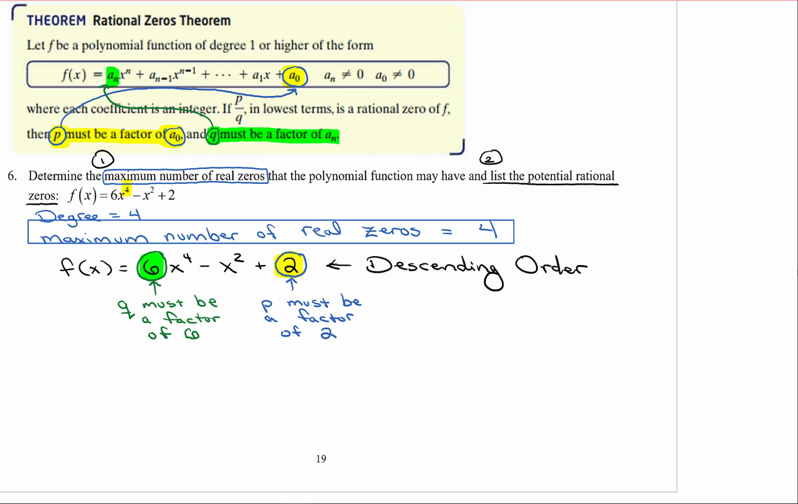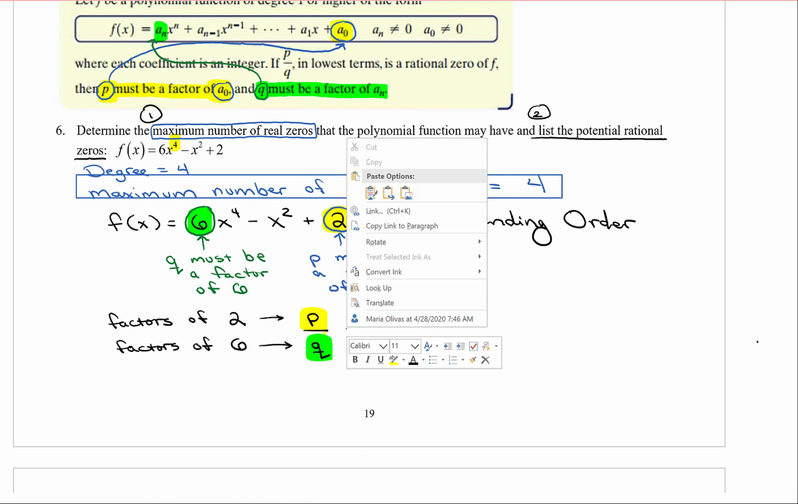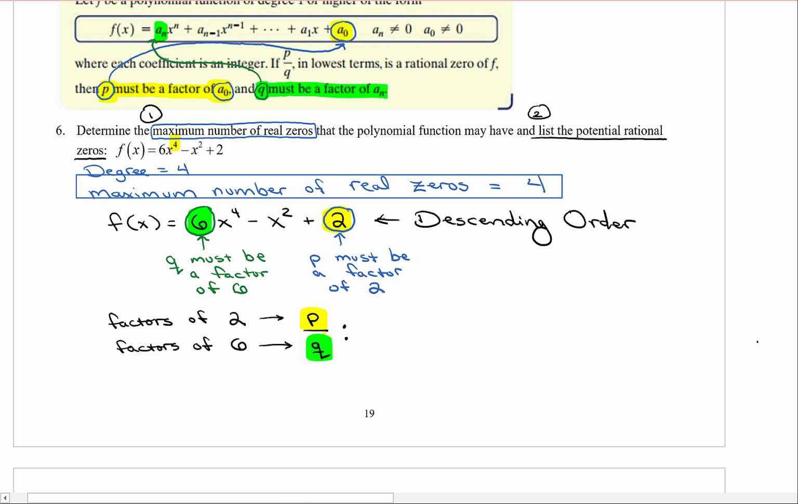Now, the way I remember it is I always think to myself, p always goes in the back. That's what I use to remember this, and it works for me, but whatever works for you. When you write this ratio, make sure you write the p on top. Think alphabetical, maybe, if that helps you. P goes on the top. So I'm going to write the factors of 2 on the top here, and the factors of 6 on the bottom.